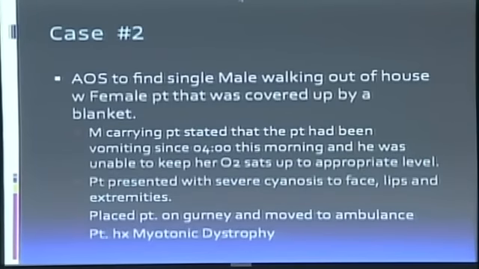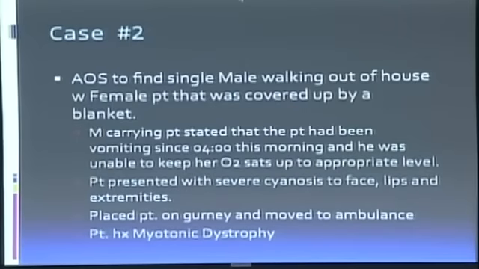So this is case number 2. The crew arrived on scene to find a man carrying the patient, who is a very small 20-year-old female with a history of myotonic dystrophy. The man said that she'd been vomiting since about 4 in the morning. They had a sat meter at home, and noticed her sats were in the 70s. They tried positioning her. They even had a little home suction. They weren't able to keep her sats up, so they called 911.